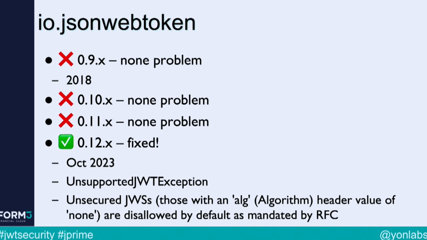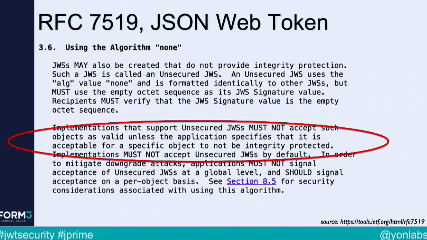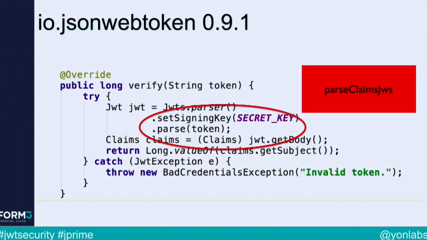Basically, this message explains why the none algorithm is not allowed anymore. It's not allowed by default because that's what the RFC says. When we take a look at the section on the none algorithm in the RFC, it says that those unsecured tokens must not be accepted by libraries unless an application directly specifies that. In our case, we didn't specify anywhere that we allow for this none algorithm. On the contrary, we even specified the signing key. So it should assume that we expect a signature.